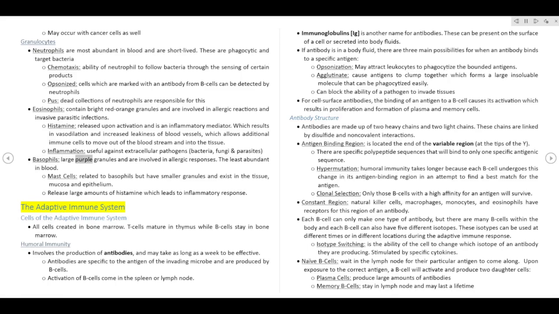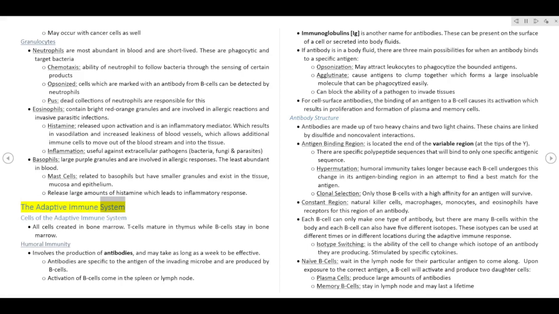Basophils have large purple granules and are involved in allergic responses. They are the least abundant in blood. Mast cells are related to basophils but have smaller granules and exist in the tissue, mucosa, and epithelium. They release large amounts of histamine, which leads to an inflammatory response.